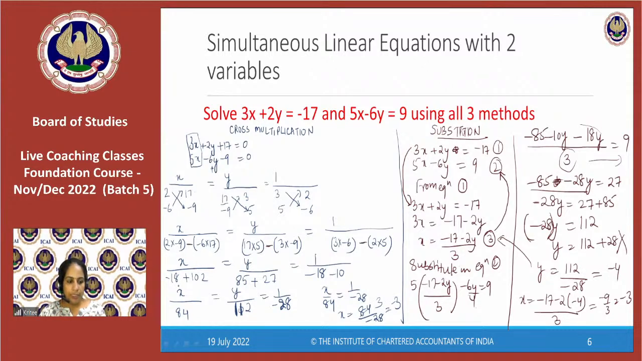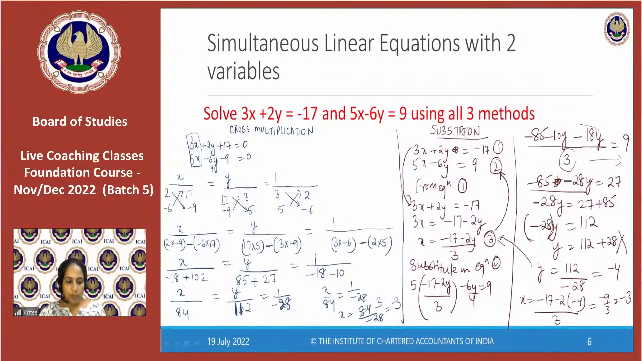2 into minus 9 is minus 18. Minus 6 into 17 is minus 102, but minus minus now becomes plus. Again for y, 17 into 5 is 85. 3 into minus 9 is minus 27 and minus minus makes it plus 27. Again, 1 upon 3 into minus 6 is minus 18. Minus 2 into 5 is minus 10.